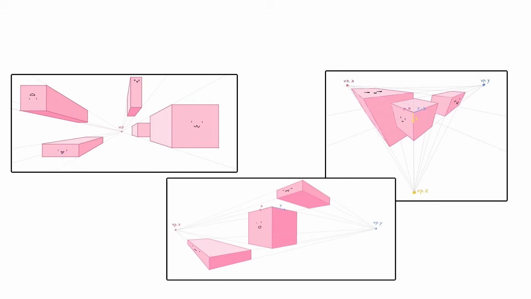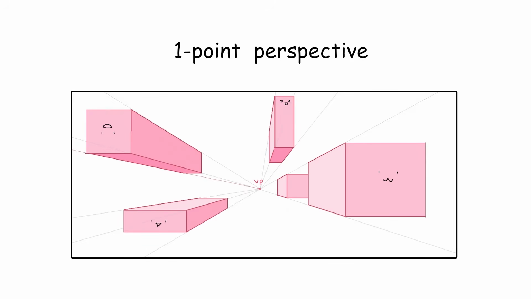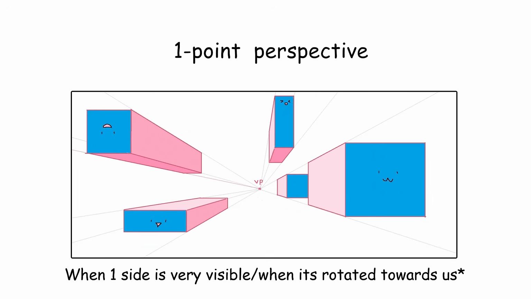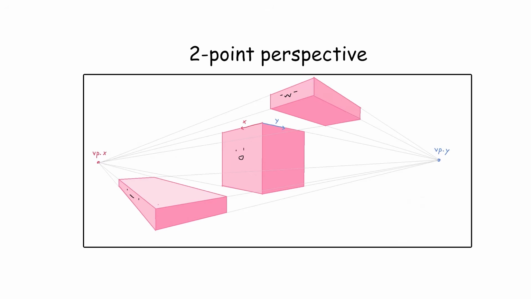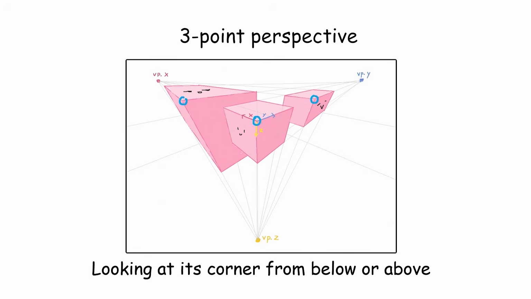Artists usually draw 1-point, 2-point, and 3-point perspective. I want you to keep in mind, all three of these are specific scenarios. 1-point perspective is when we're directly looking at its surface. 2-point perspective is when we're looking at its edge. And 3-point perspective is when we're looking at its corner, from below or above.